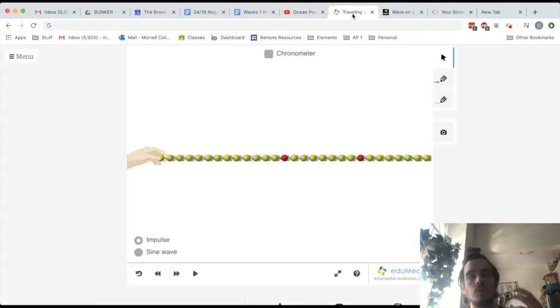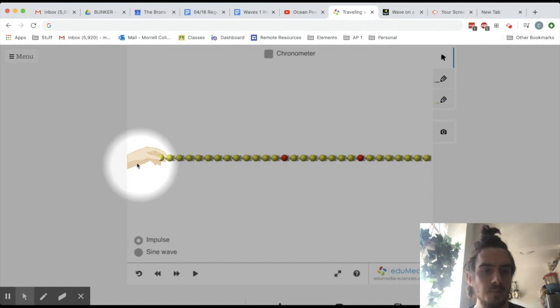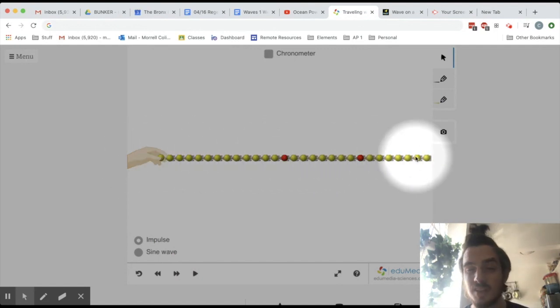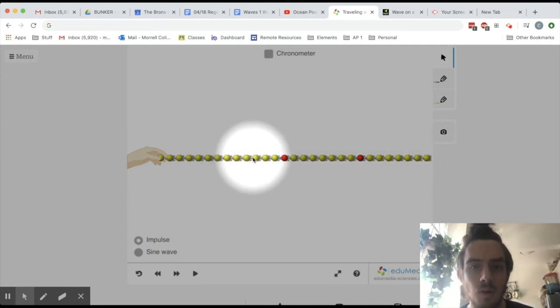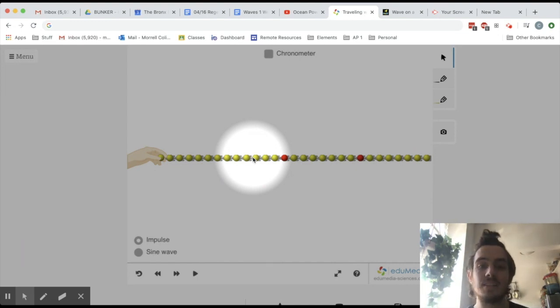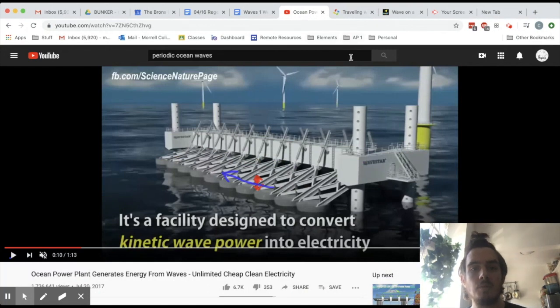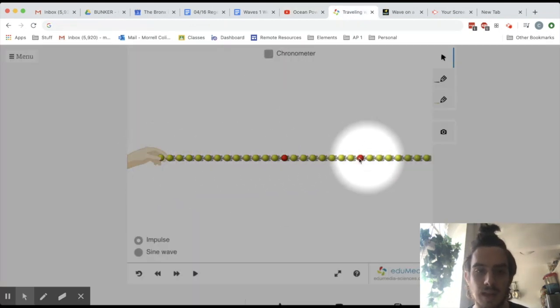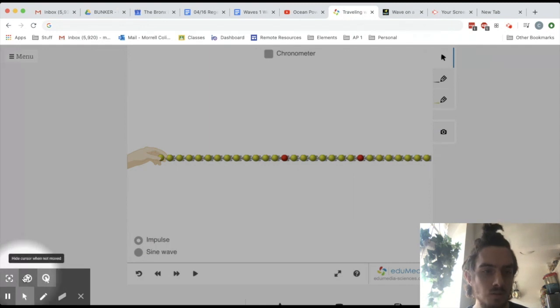So to show this even more clearly, I have a simulation here. In the simulation, I have a hand that's holding on to some sort of string of beads, almost like a rope that has these little beads on it. This rope with the little beads is what we call a medium. A medium is the object that the wave exists in or moves through. So for the ocean power plant, the medium is the water itself, right? That's what is carrying the energy. In the simulation, it's the beaded rope that's going to carry the energy.